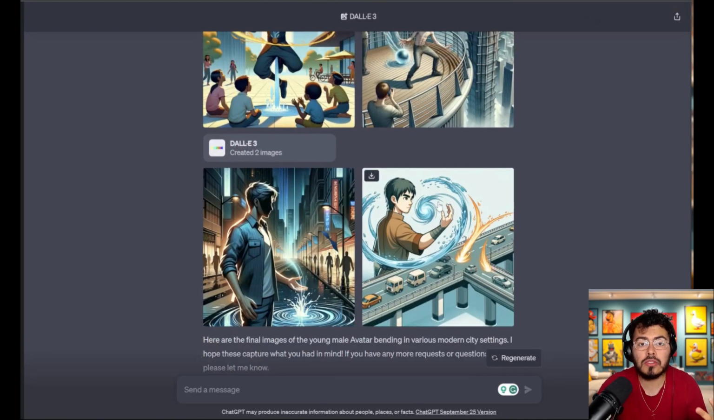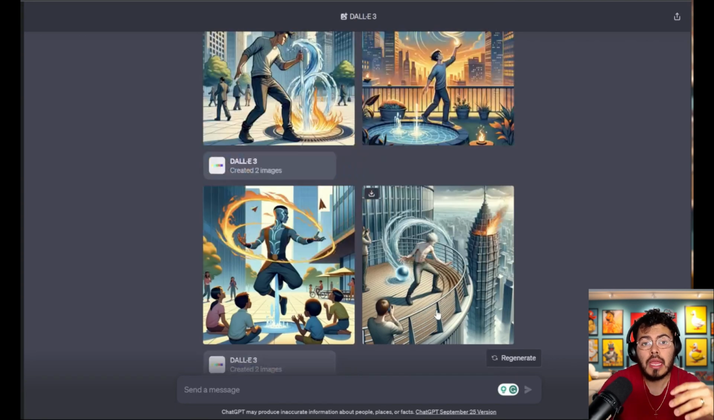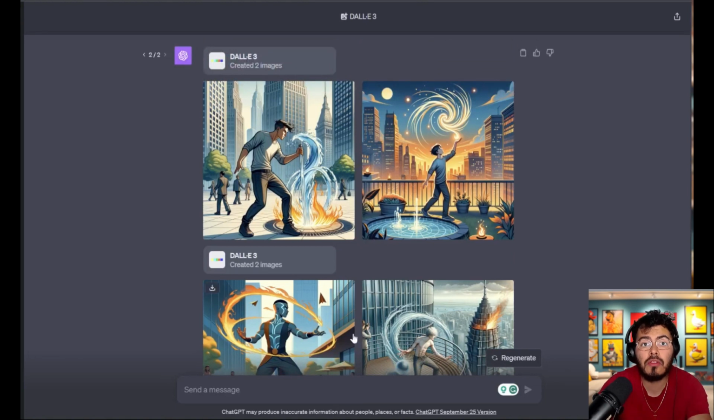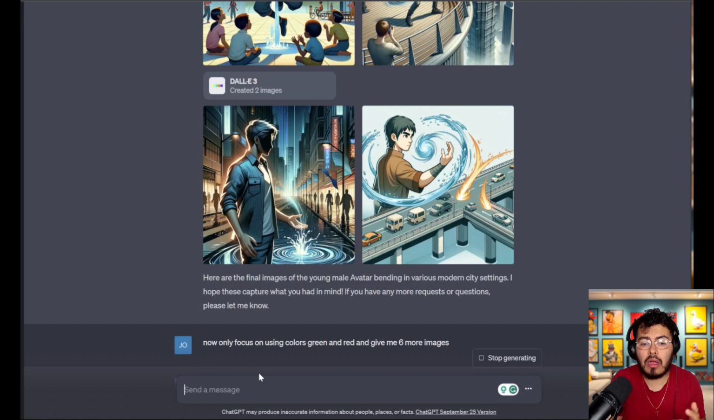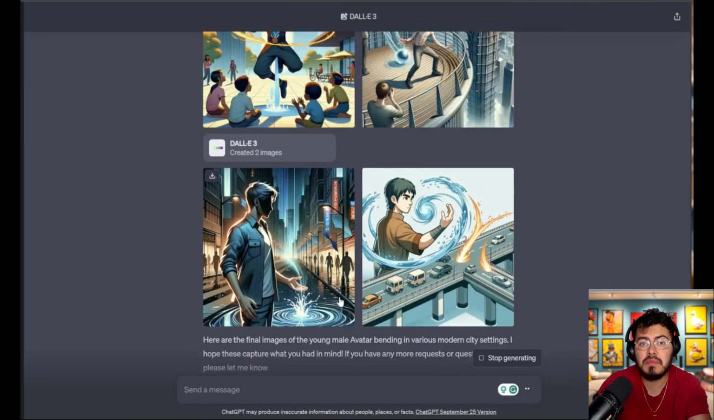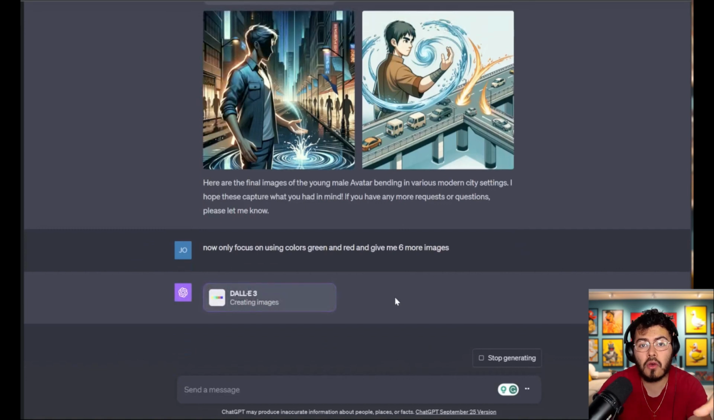So I do want to say, if you want to work with DALL-E, DALL-E originally starts very diversified, right? It's going to give you random images in different art styles. You as the user need to learn what you want and say what kind of art style you want, what kind of characters, what kind of age group, what kind of setting, what kind of colors. I can probably say, hey, look, now only focus on using colors green and red, right? And give me six more images. So now I'm hoping that from now on, it's going to give me six images, but it's only going to be focused on those colors.